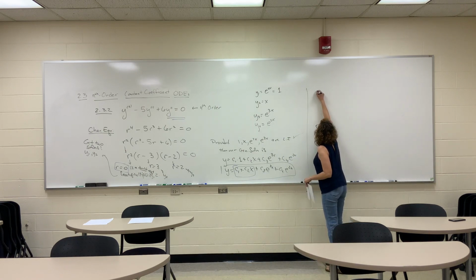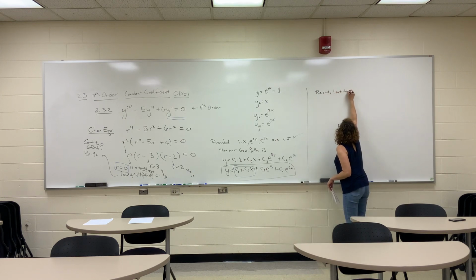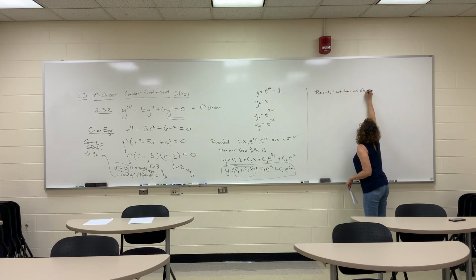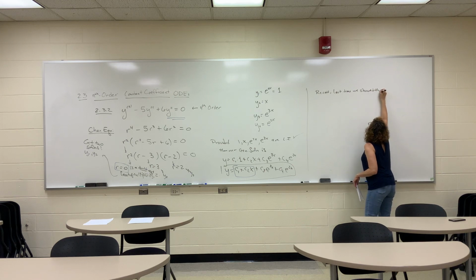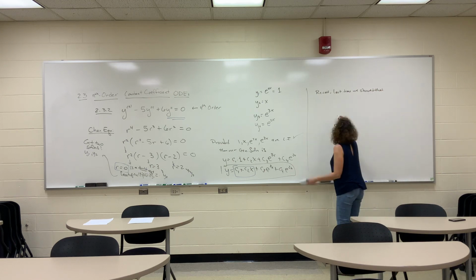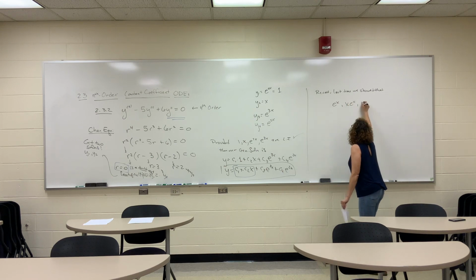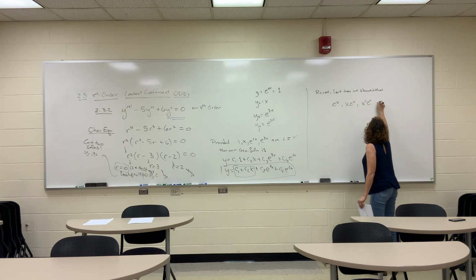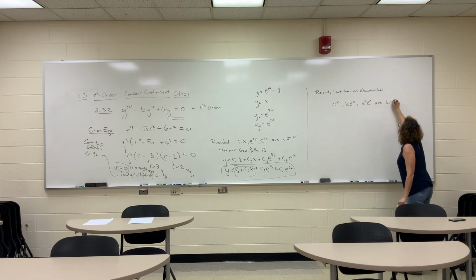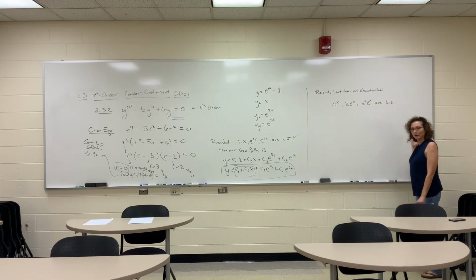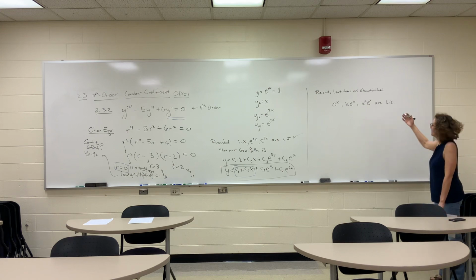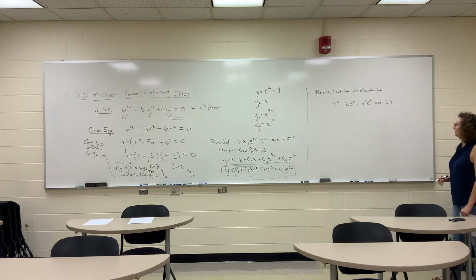So let's recall that last time we showed that e to the x, x e to the x, and x squared e to the x are linearly independent on R. Pretty much everything is going to be for us on R, minus infinity to infinity. Okay, just saving myself some space in writing. All right, we showed that those are linearly independent.